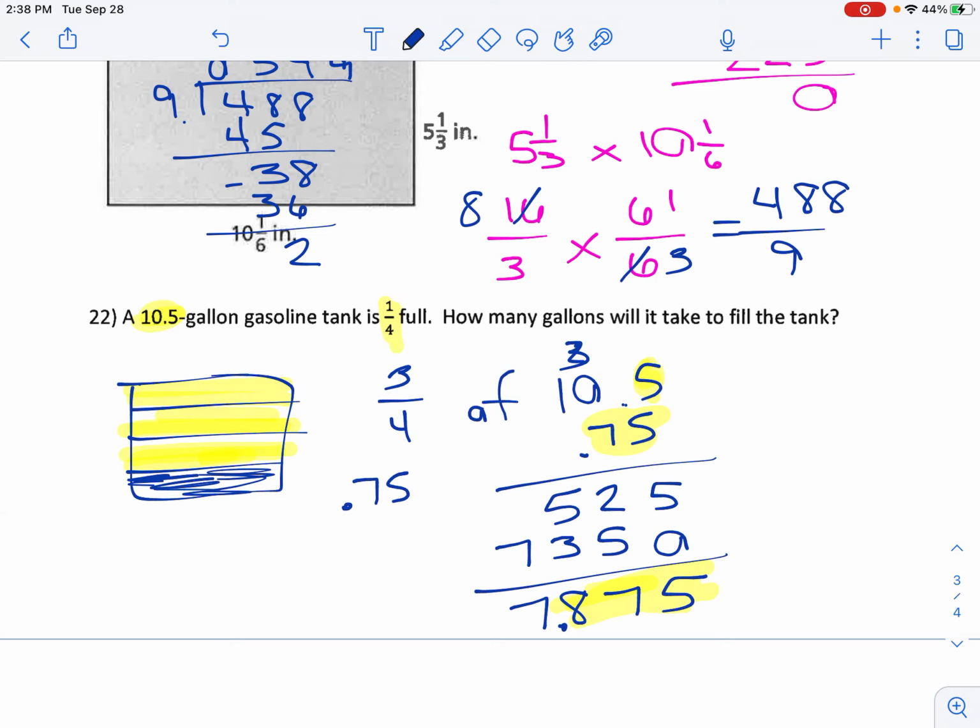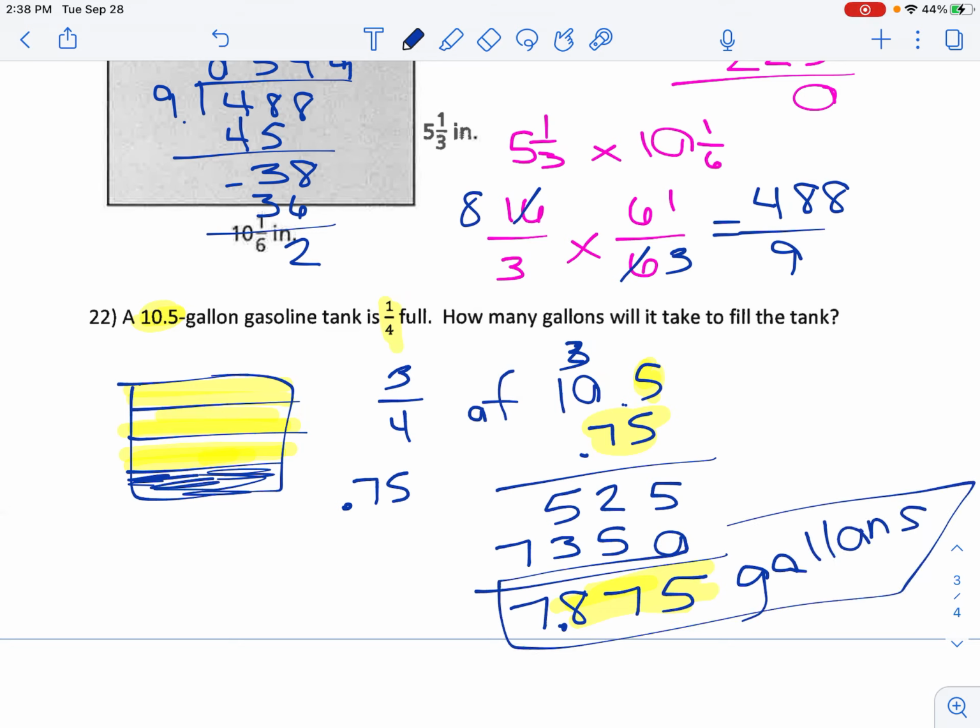Read the question again. A 10.5 gallon gasoline tank is 1/4 full. How many gallons? 7.875 gallons. Now, if you did it as a fraction, your answer would be 7 7/8. So either answer would be acceptable. All right, that's it.